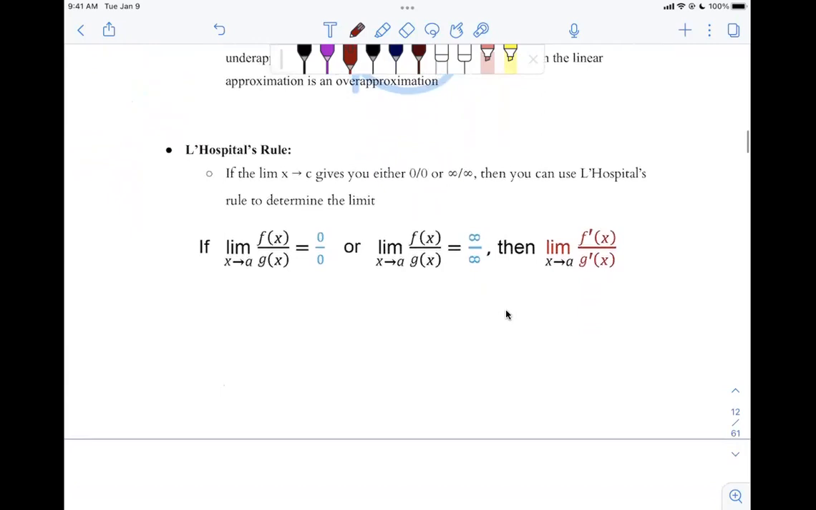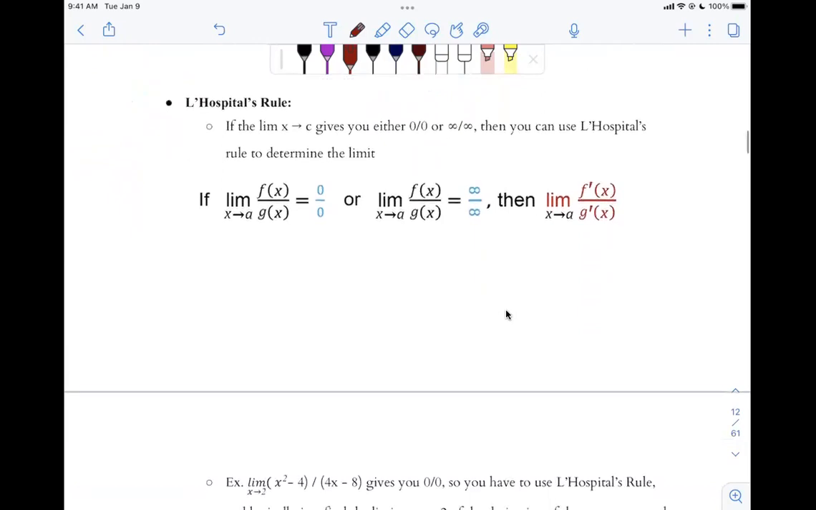We didn't actually do L'Hopital's rule, but this is important to know. If you're taking a limit of a quotient, so the limit as x goes to a of f of x over g of x, and the limits of both f and g are both 0, or they're both infinity, so it's giving you one of these indeterminate forms, then you're allowed to just take the derivative of f and of g. You can take the limit of that, and the limit will be the same as the original limit.